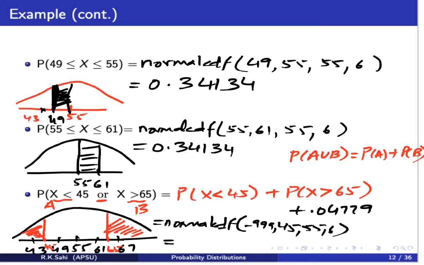Okay, let's write that down. It's 0.04779. Then from x greater than 65 is 0.04779. When you add that in your calculators, you get 0.09558.